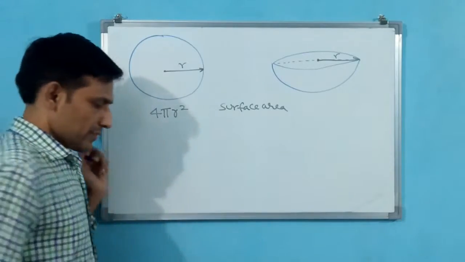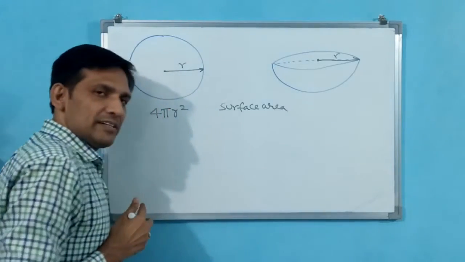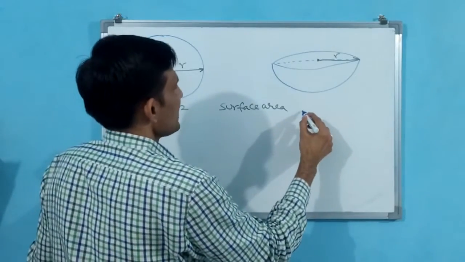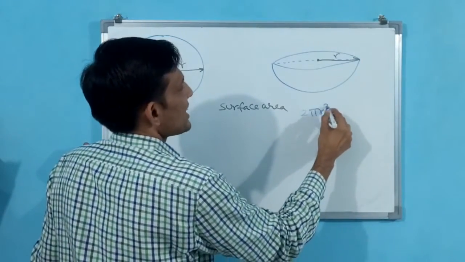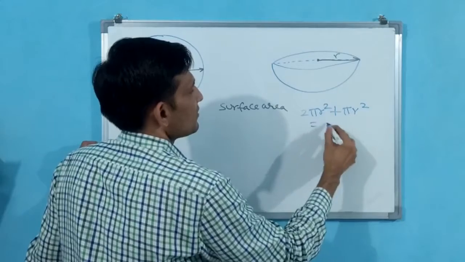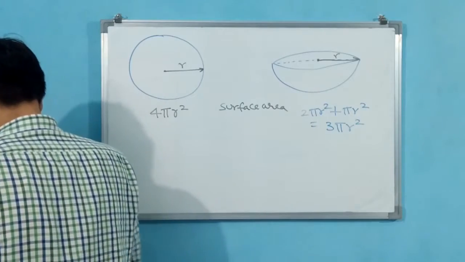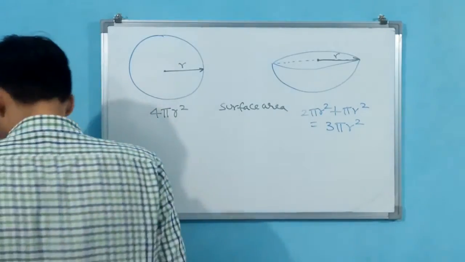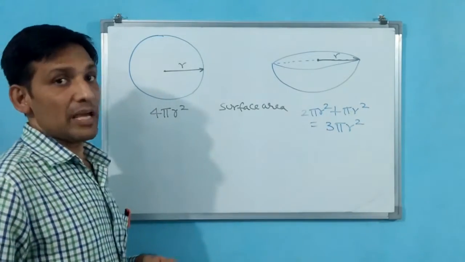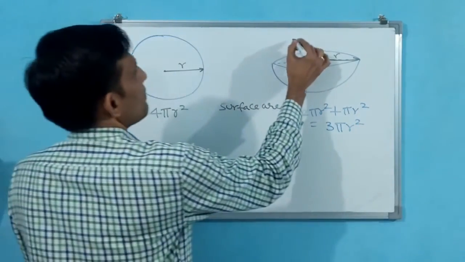Now let us see what will happen here. Divided by 2, because 50% is there. Is it okay? No, not okay. Because 50%, then again the circle is there on top. Let me take 2 pi r square plus pi r square for the top, that is equal to 3 pi r square. This is the surface area of a hemisphere. Circle, semicircle, sphere, hemisphere.